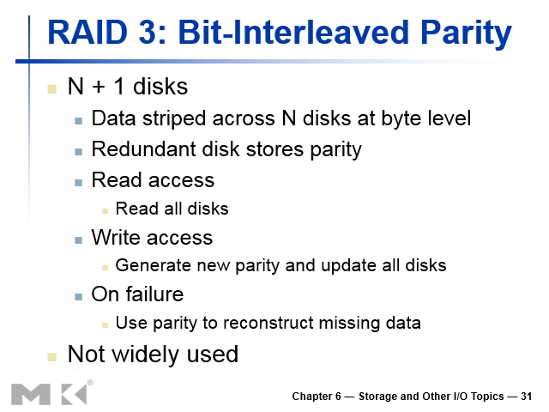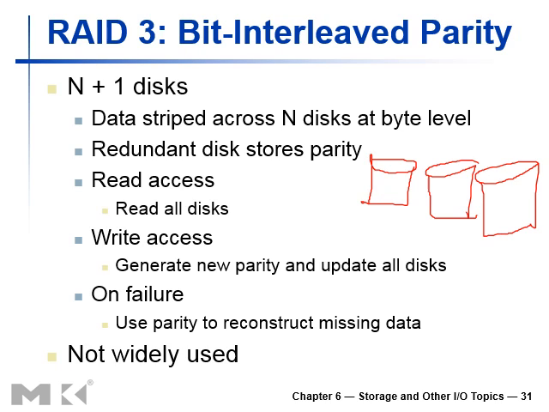Now coming to RAID 3, known as the bit interleaved parity. So we've got n disks. For example, let's assume that we've got 2 storage disks, and we would use another disk to store the parity information.